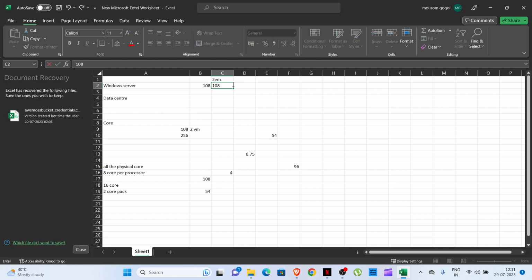When it's 4 VMs, then again plus 108, so that's 216 cores of licenses we need to procure. Again, if it's 6 VMs, we have to license it again. Even if it's 5 VMs, we have to license it again, so 3 times 108, so 324 cores.